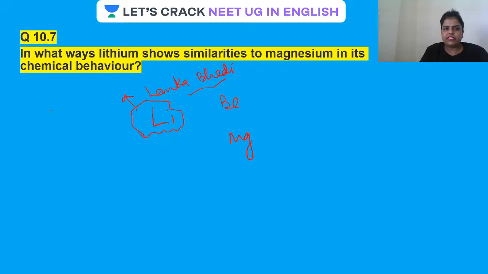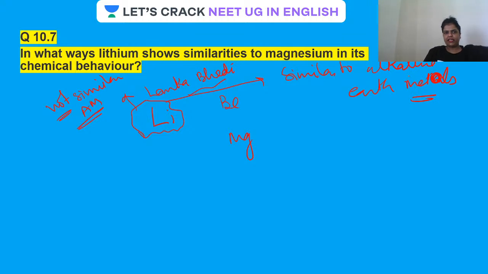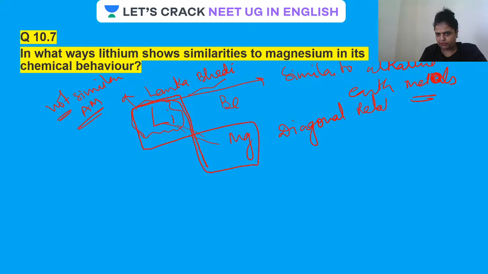Okay guys, so this is not similar to alkali metals, Lanka Bhedi means not similar to alkali metals, but similar to what? Alkaline earth metals, guys. Now what is the reason? First of all, we have given this a name, and you must have studied that under the periodic table, and that name is given to the similarity in the relationship. Yes, they are diagonally present, can you see? So this relationship is called a diagonal relationship.